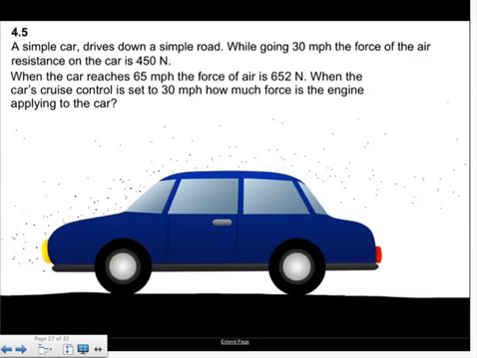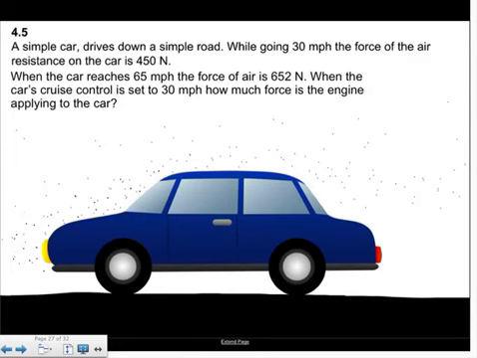So while you're in cruise control, air resistance is a constant force slowing you down, so your engine must match that constant force in order for you to drive at a constant velocity, in order for your net force to equal 0. So let's look at this problem. It gives a lot of information, some of it is not needed.